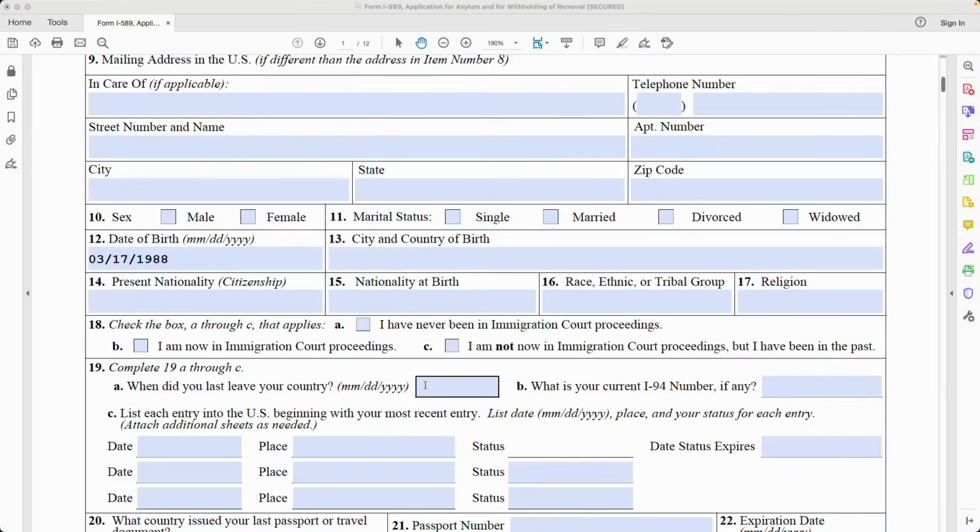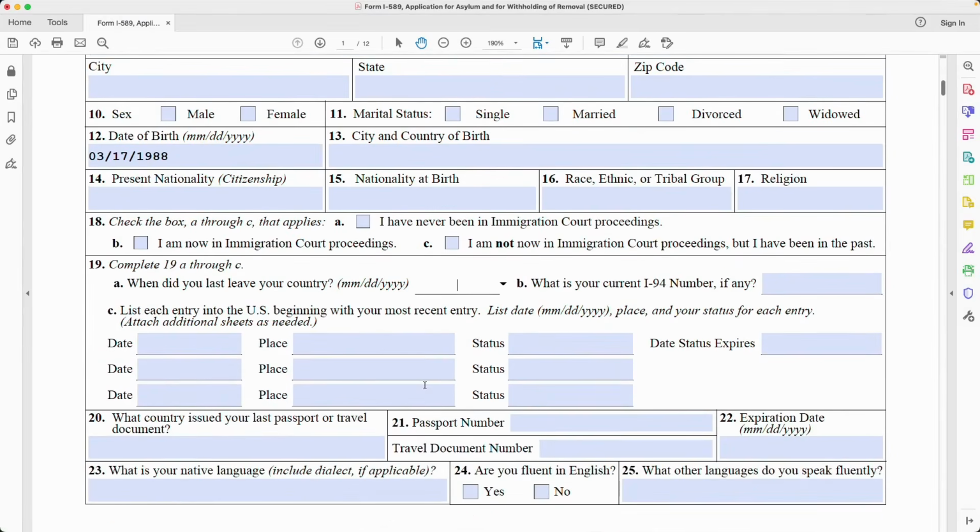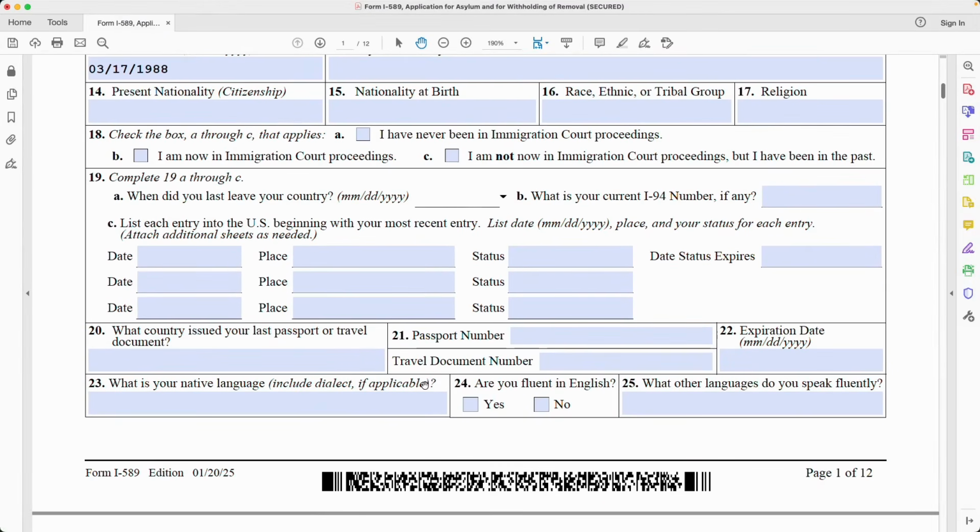This first part of question 19, write the date when you last left your country of citizenship. Remember to use that same format that you did for your date of birth, month/date/year. Next, over here, if you were given a form called an I-94 when you entered the United States, write the number from it here. Below, on this first line, write the date of your most recent entry to the United States.